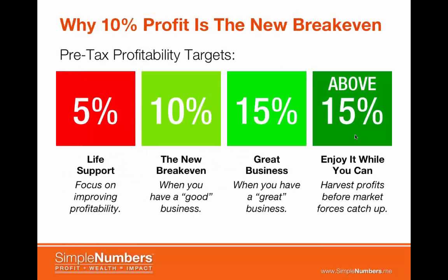So ultimately, at the end of the day, in my book, Simple Numbers, Straight Talk, Big Profits, we really push this idea that at 5% profit, you're on life support. 10% is the new break even. 15% is a great business. Anything above 15%, take it while you can get it, because the market will figure it out and they will find a way to compete. And we've seen this over and over and over again.